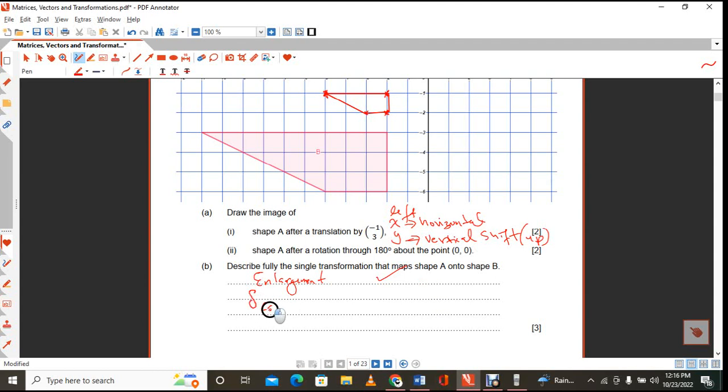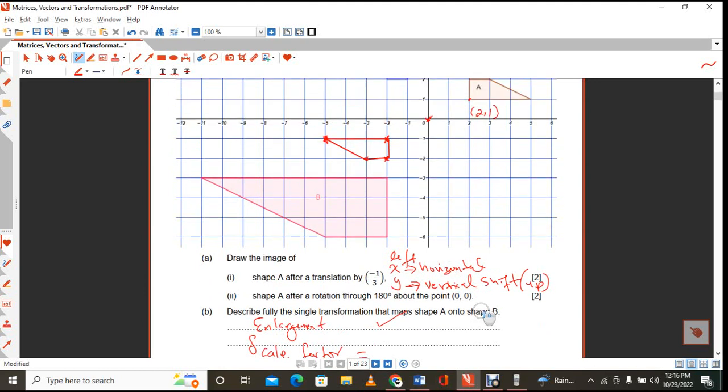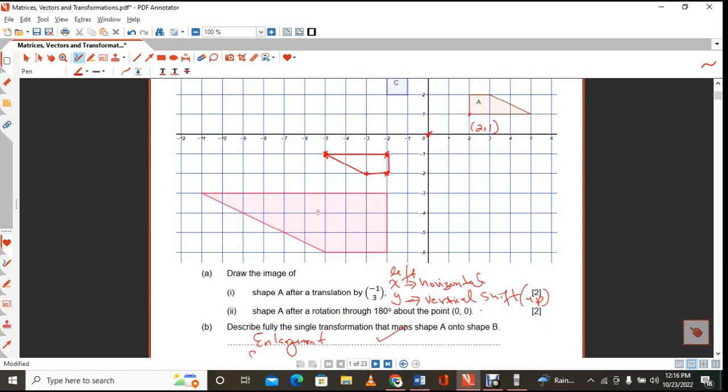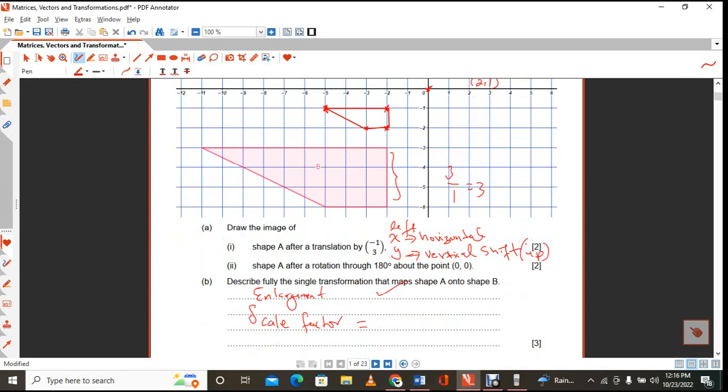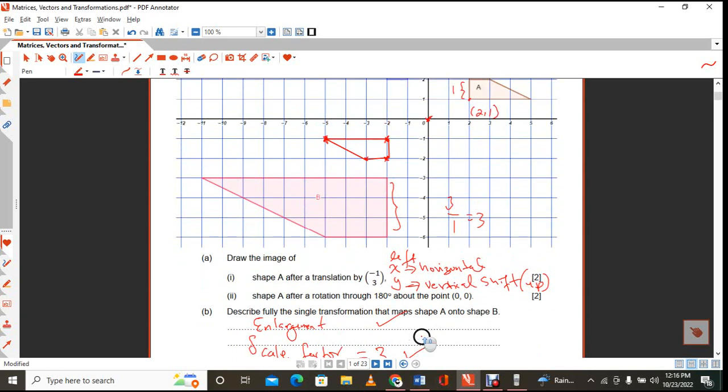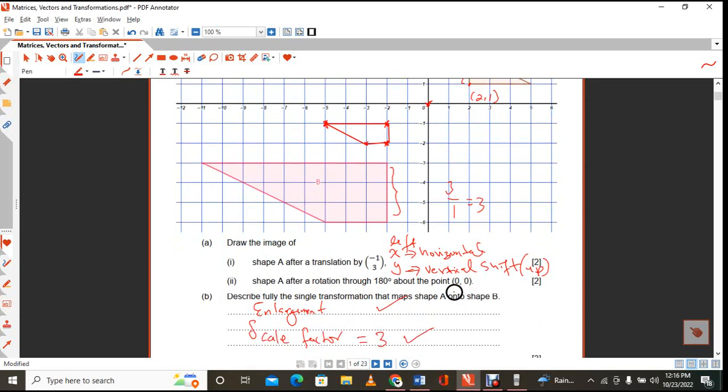So if you take the scale factor, by how much is it enlarged? Well, you can actually calculate corresponding sides. For example, this side here is 3 units, and this side here is just 1 unit. 3 divided by 1 gives you a scale factor of 3. So I think it's 3 times as large. So the scale factor is 3. One more mark: what we need now is to find the center of enlargement.